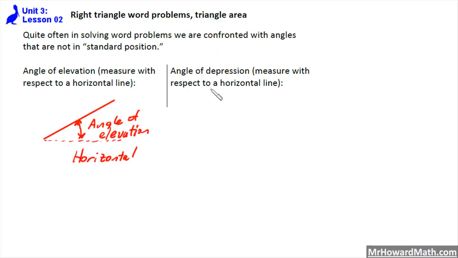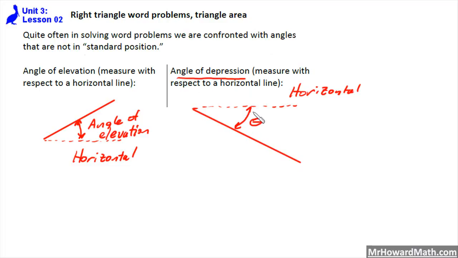All right, angle of depression is similar. So the horizontal is here, write that in, horizontal, and the angle of depression would go down this way. So if we measure this angle like this, and we could label this theta, but this would be an angle of depression example. Notice depression, you're starting from the horizontal and going down this way. With elevation, you're starting with the horizontal and going up this way.